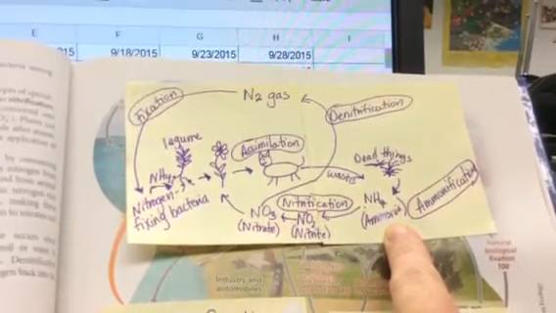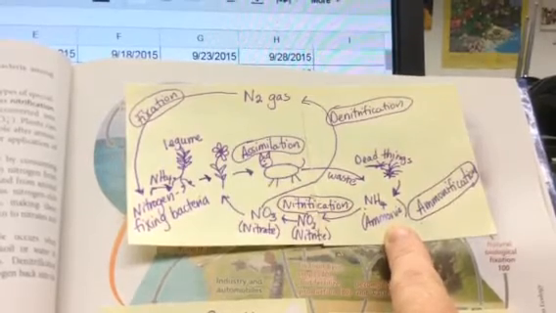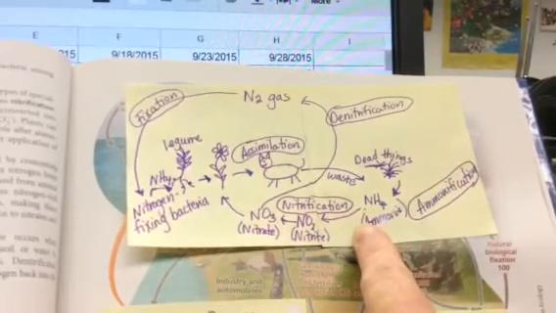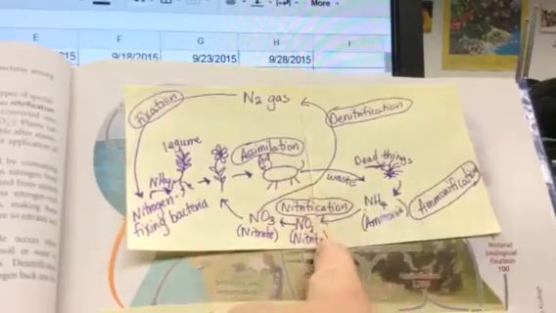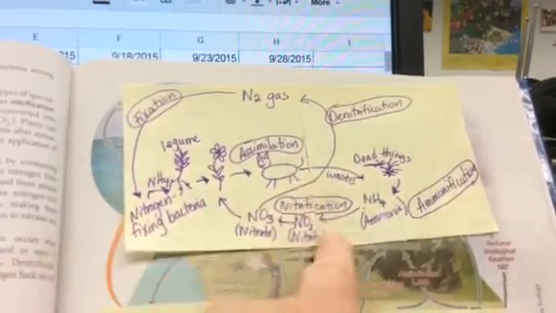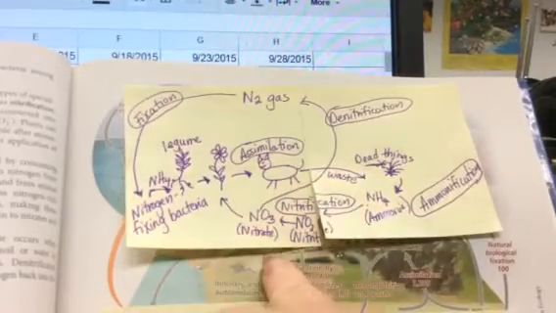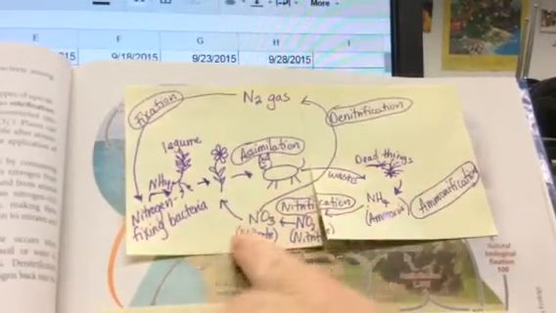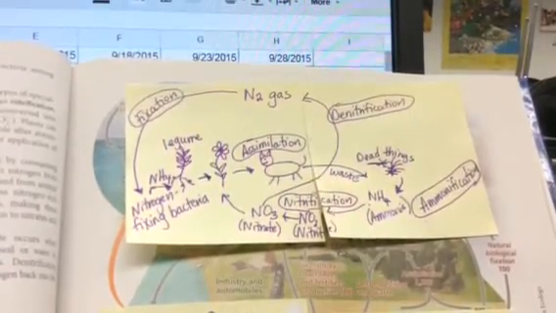Ammonia, though, is very toxic, especially in aquatic ecosystems. And so it needs to be turned into something less toxic. So we have nitrifying bacteria that turn ammonia into nitrites first and then nitrates. And that process is called nitrification. And bacteria does all of this. And then different bacteria can turn nitrate back into nitrogen gas through the process called denitrification.